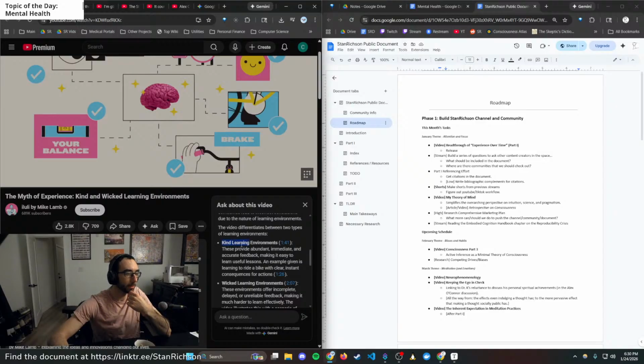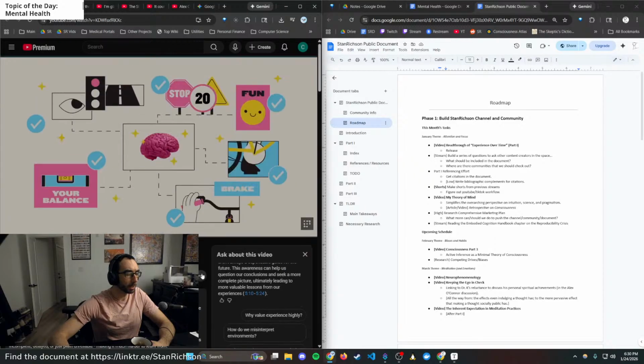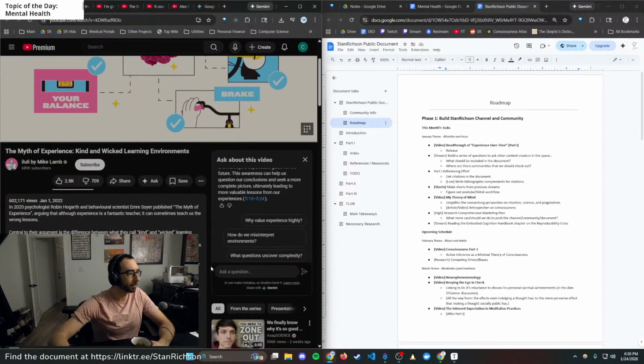It's kind of nice to say that there's kind environments and wicked environments, but it gets a lot, obviously, more gray in between. So yeah, we need other heuristics than just those concepts.